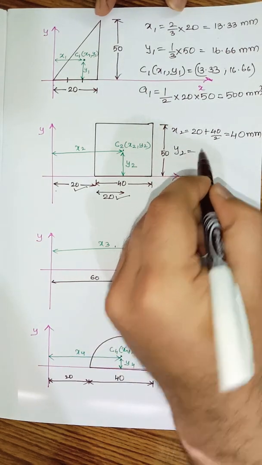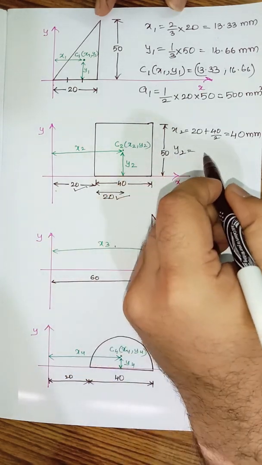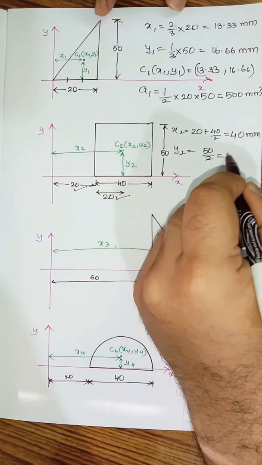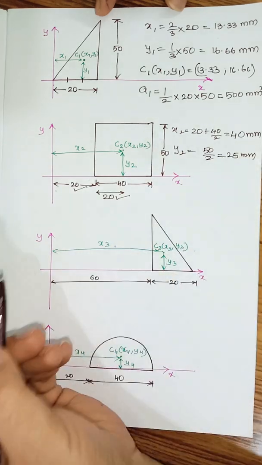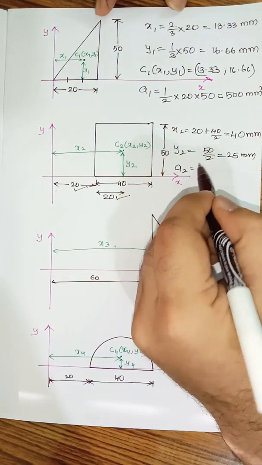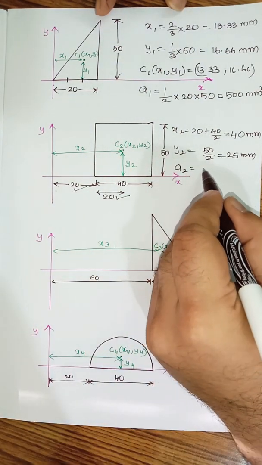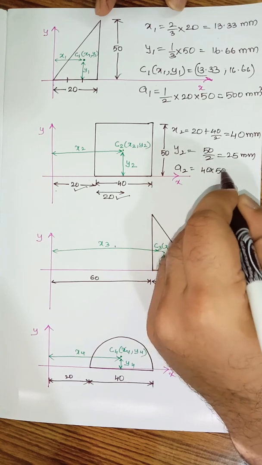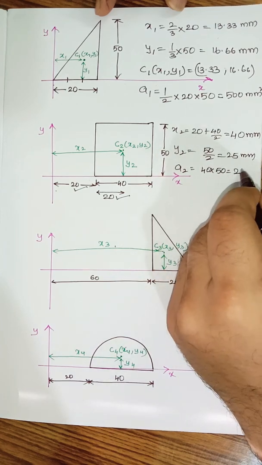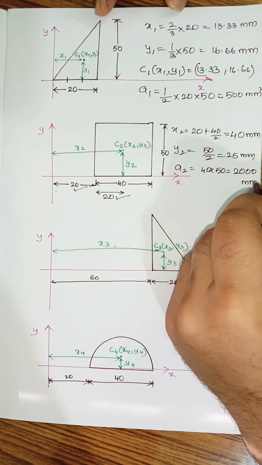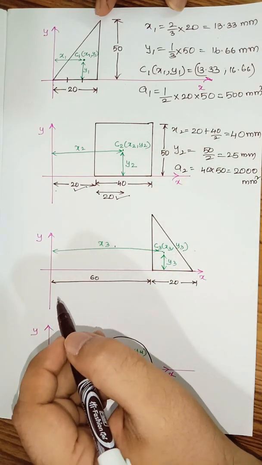And the same thing again, y2 will be half of 50. y2 is equal to 50 divided by 2, which is equal to 25 millimeters. And if I take A2 as the area of the rectangle, A2 will be equal to 40 multiplied by 50. That is 2000 millimeter square. So this is 2000 millimeter square.